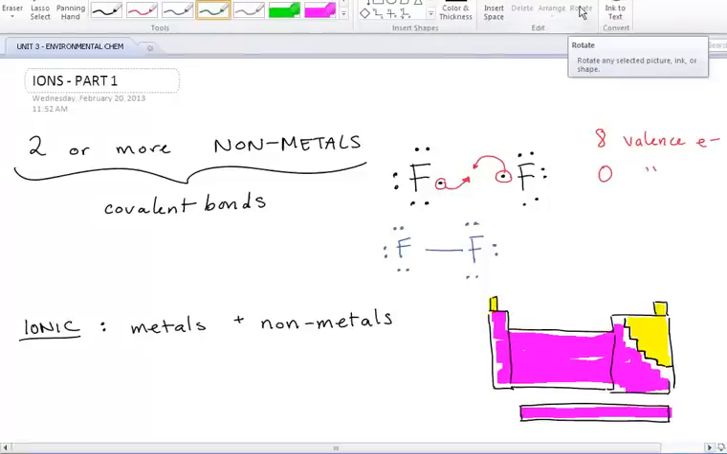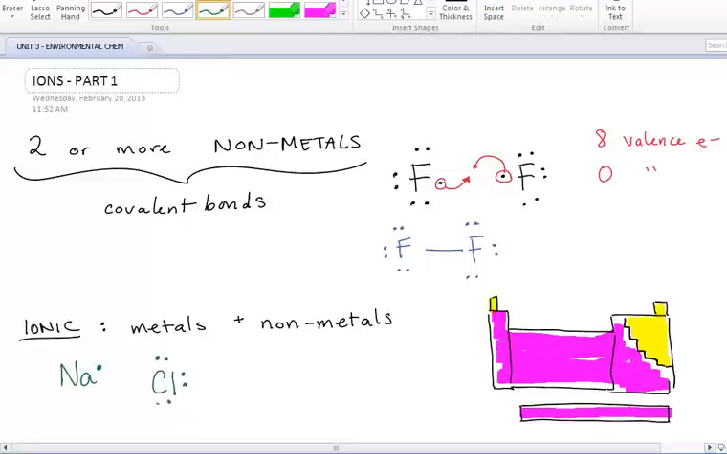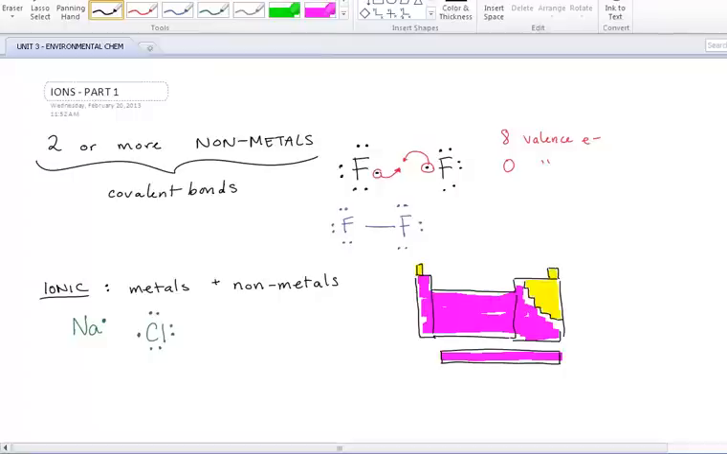So for my example, I'm going to choose 1 nonmetal, which is going to be chlorine, and 1 metal, which is going to be sodium. Right? And just like as if I was drawing a covalent compound, I'm going to start by looking for the number of valence electrons around each. Sodium is in the first group, so it's going to have 1 valence electron. Chlorine is in the 7th group over to the right, so it's going to have 1, 2, 3, 4, 5, 6, 7 valence electrons.